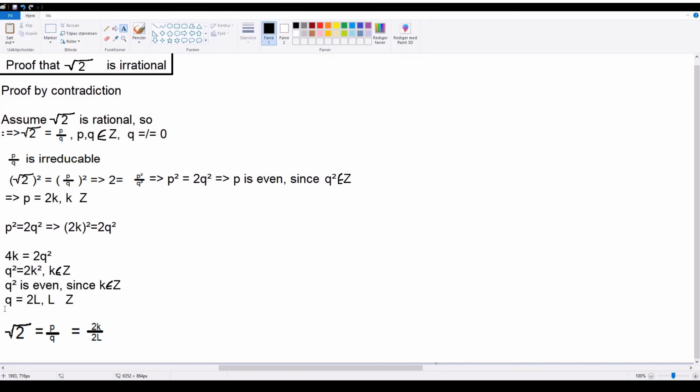So we can say that q is equal to 2l, which is just another random variable, which is also an integer. So this means that the square root of 2 is equal to p divided by q, which is equal to 2k divided by 2l, which doesn't make sense because p divided by q is supposed to be irreducible. So if you reduce this, you would just end up going through the same process again, and it would continue forever.